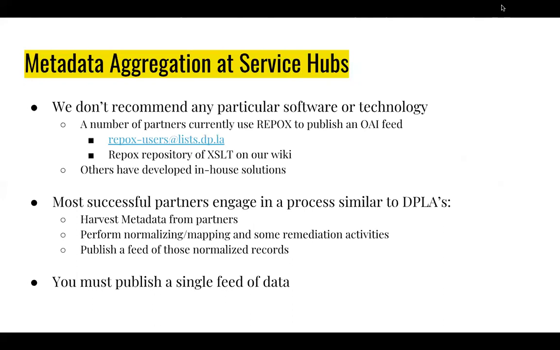We have found that process-wise, our most successful partners use a process similar to ours: they harvest metadata from their partners, they perform normalization or mapping and some remediation activities to get all of those records consistent, and then they publish a feed of normalized records to us. That's similar to what we do. We harvest metadata from you, and then we perform normalization and mapping to make all of those records consistent before we make them available through our API.